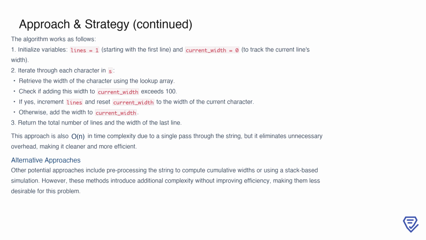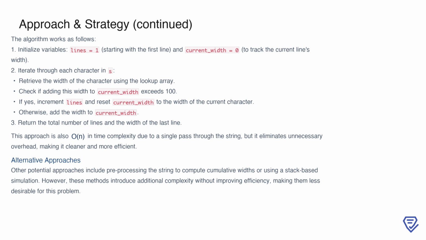First, we initialize two variables, lines, which starts at 1 to represent the first line, and current_width, set to 0 to track the width of the ongoing line. Then, we iterate through each character in the string. For each character, we fetch its width using the lookup array. If adding this width to current_width exceeds the limit of 100 units, we increment the lines variable to account for a new line, and reset current_width to the width of the current character, effectively starting a new line. If the width does not exceed the limit, we simply add it to current_width and continue.